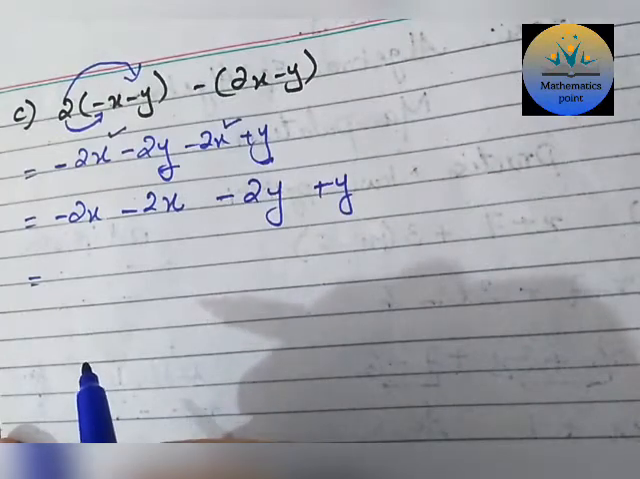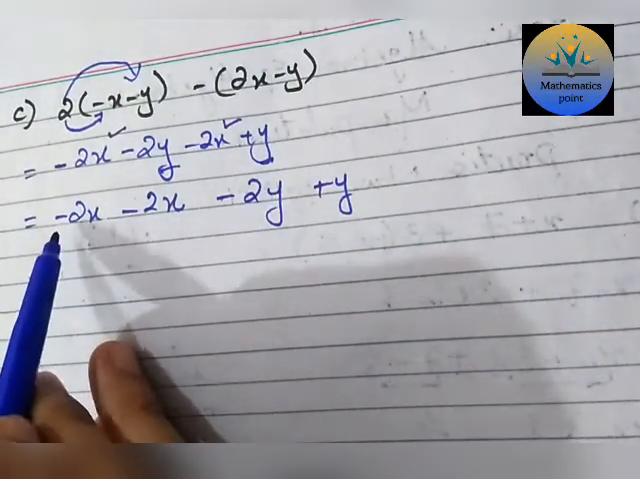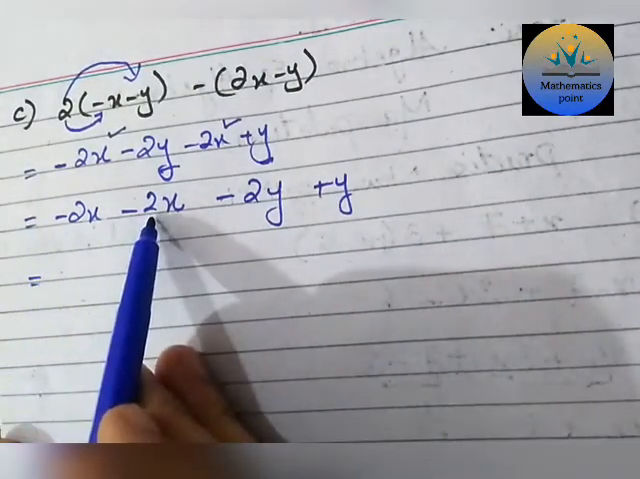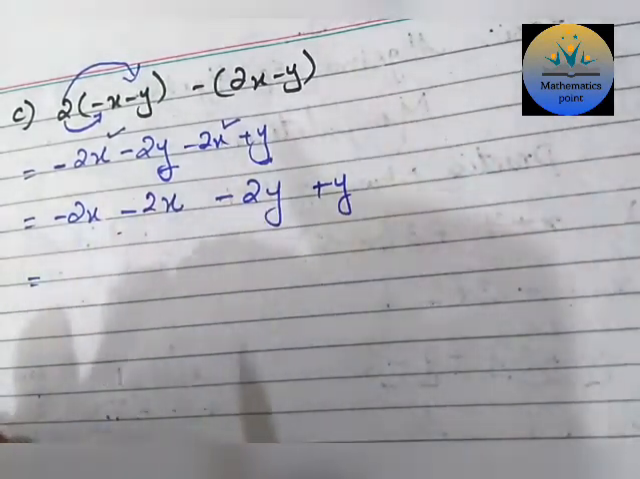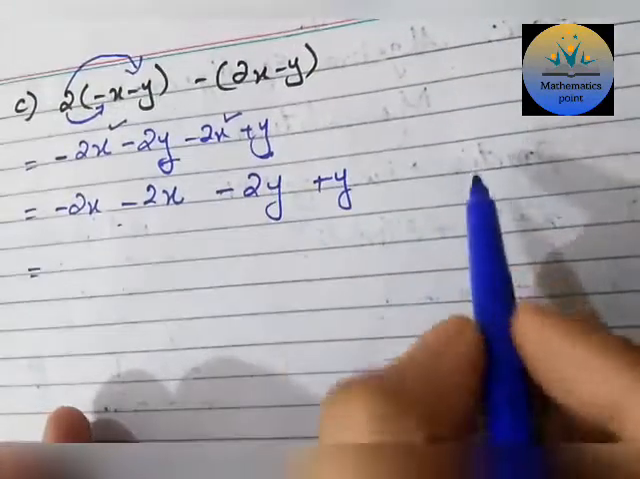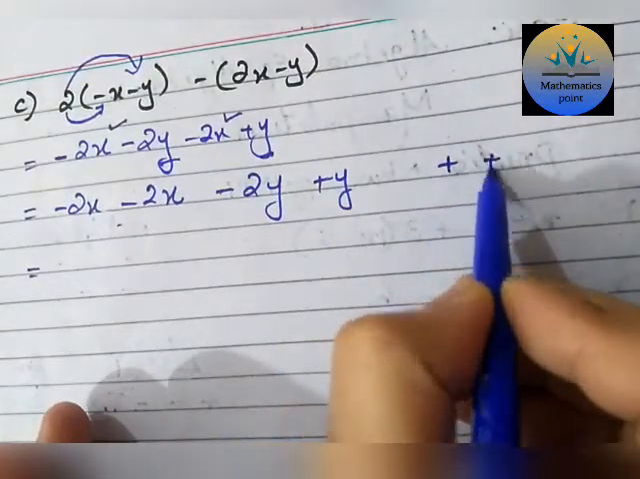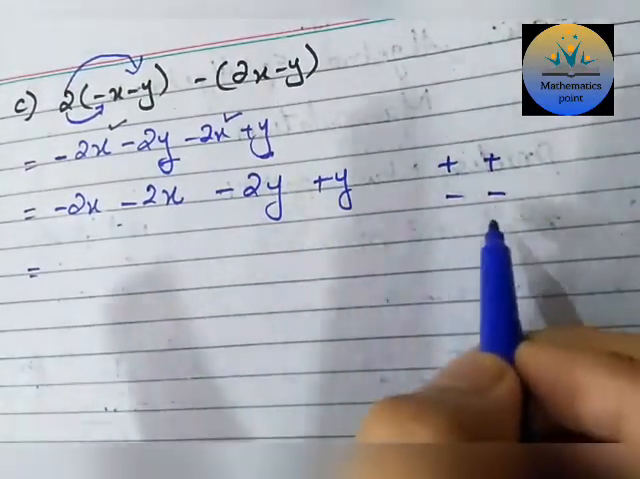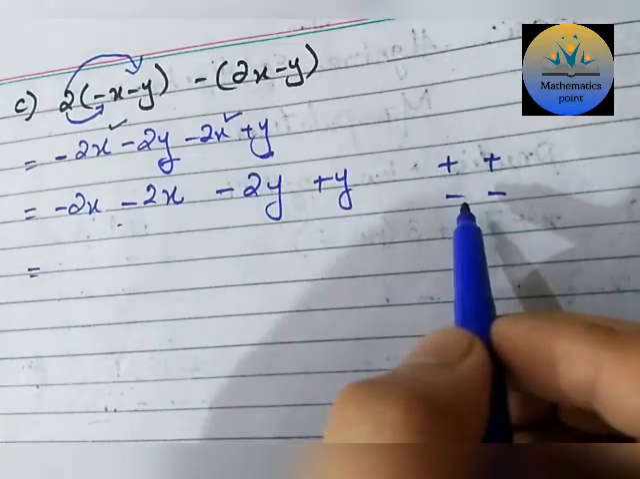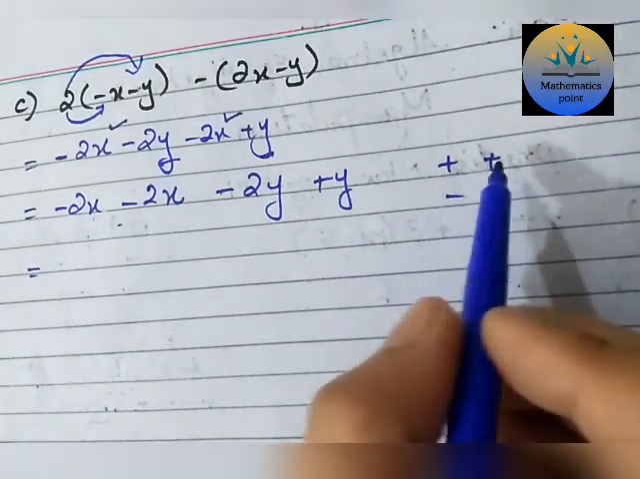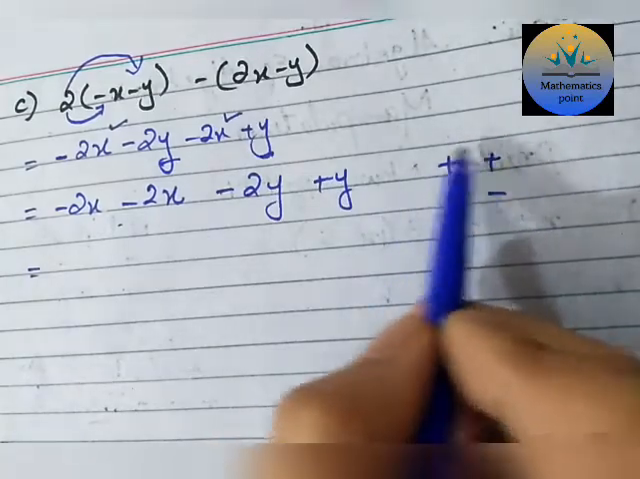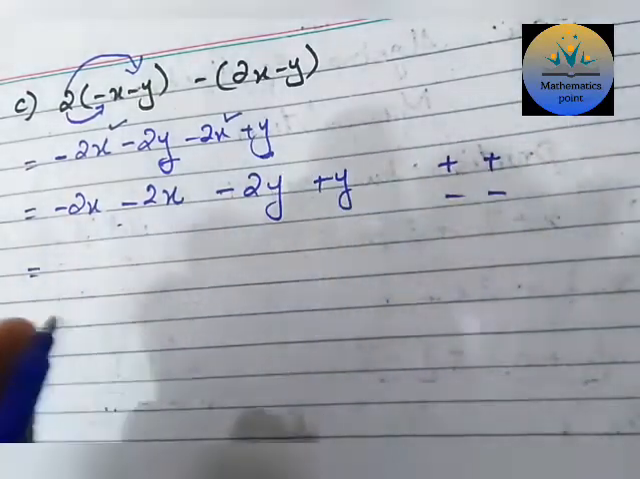Now what we need to do is just solve the terms. Minus 2x and minus 2x. Whenever both the terms have the same sign, either plus plus or minus minus, keep in mind one very important thing: whenever the signs are the same, whether negative negative or positive positive, the terms will always be added.